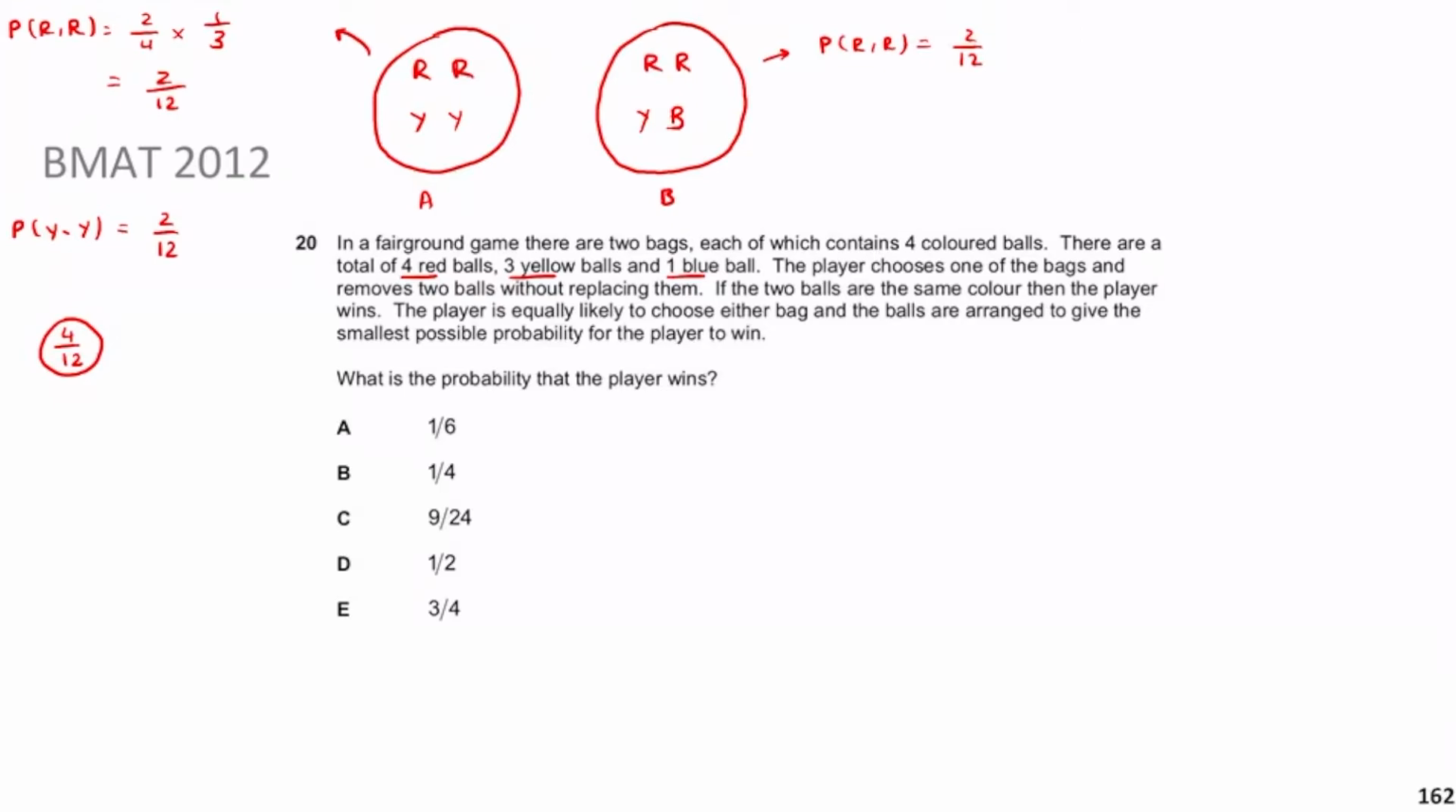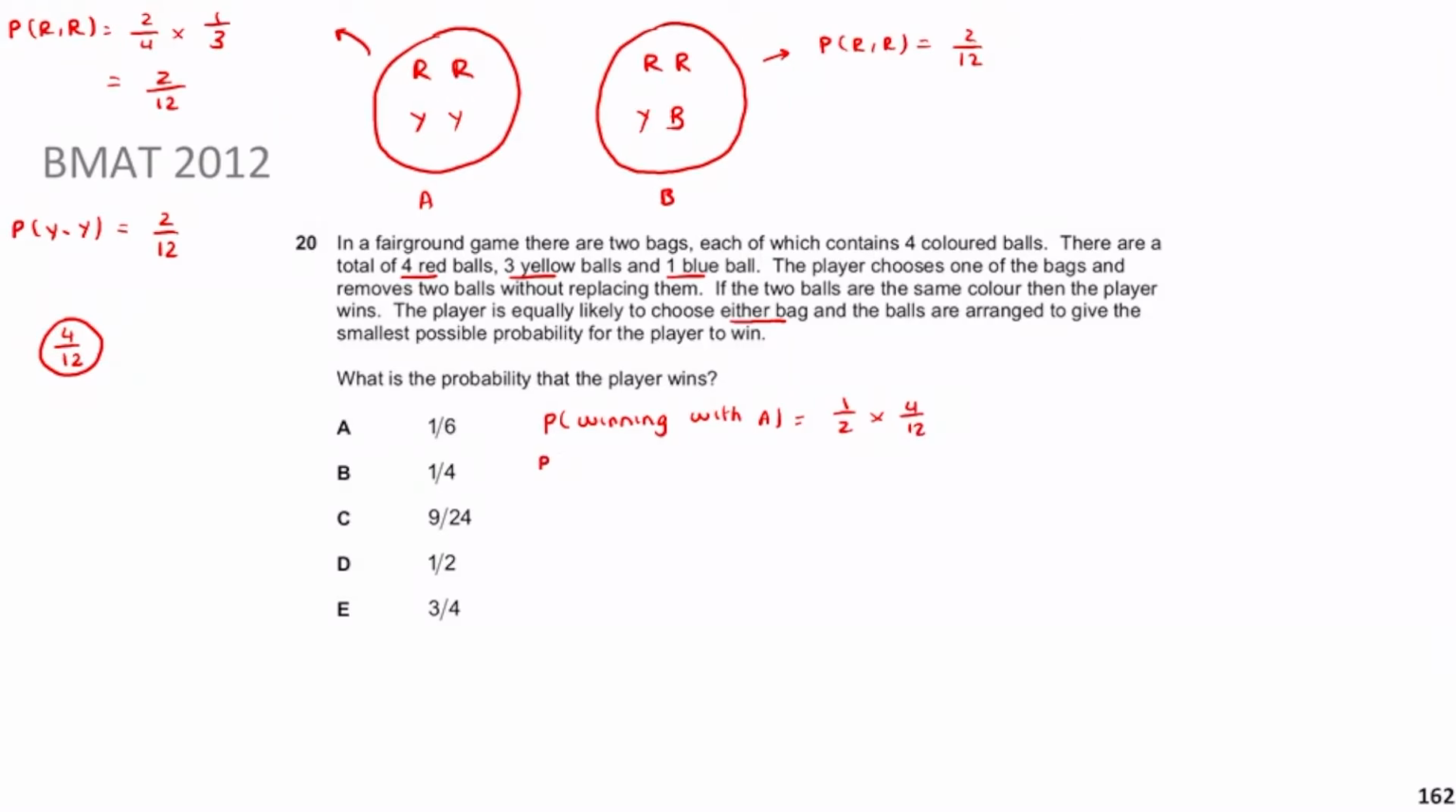But then you have to think about this. So there's 2 ways of winning. The probability of winning with A would involve you selecting bag A in the first place, and it's equally likely to choose either bag, right? So the way you can win with bag A is that you have to select bag A first. So there's a half probability you can select bag A, and then once you've selected bag A, you have to win using bag A. So that's going to be 4 out of 12.